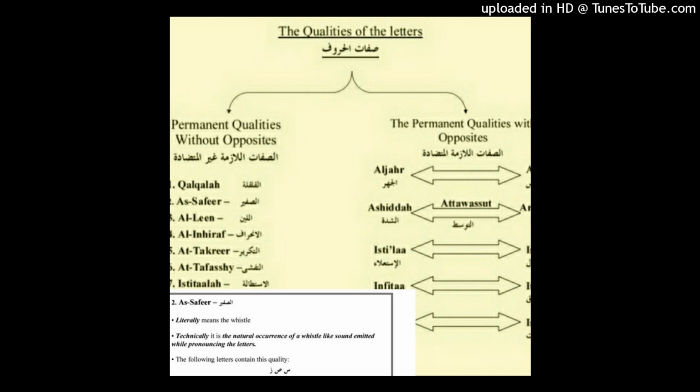Inshallah, we'll continue with the permanent qualities. We already did the permanent qualities which have opposites, and now we are starting the second group, which is the permanent qualities which have no opposites. We are starting with the qalqala, and we already covered the qalqala in the basic course of tajweed we took together, the simplified tajweed course, and now we are just revising this.